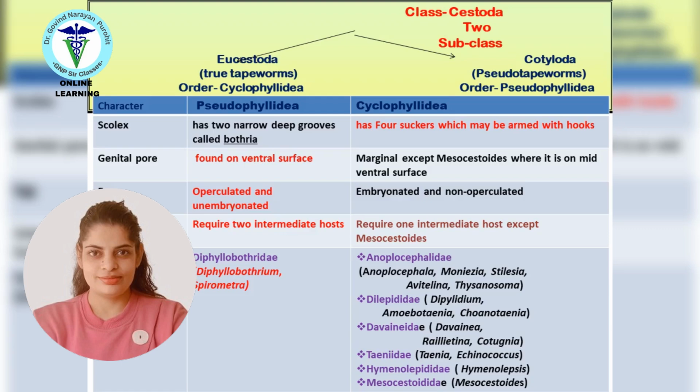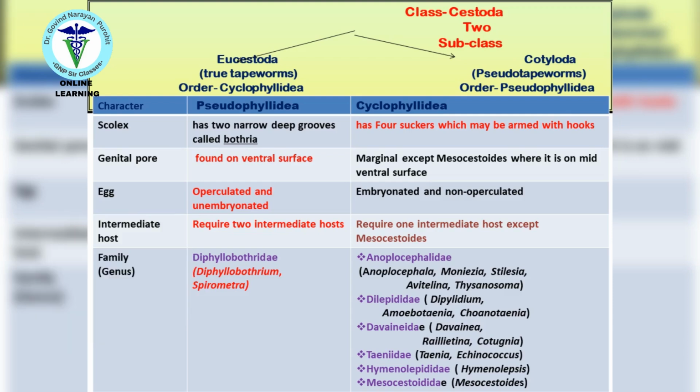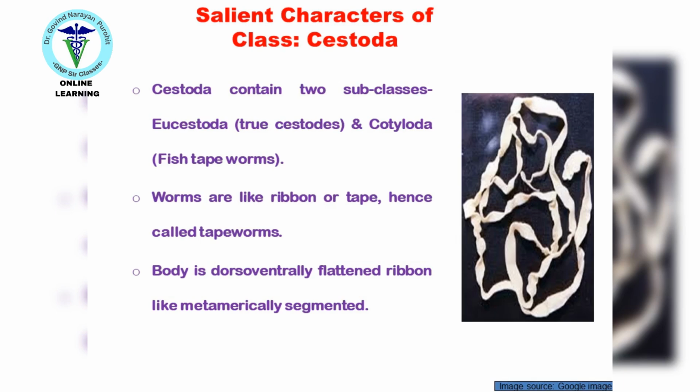Class Cestode is divided into two subclasses, Cestode and Cotyloda. This slide compares their key features, including the scolex, genital pore, egg, and intermediate host. Cestode consists of two subclasses, Cestode and Cotyloda. These worms are ribbon-like and segmented, giving them the common name tapeworms.